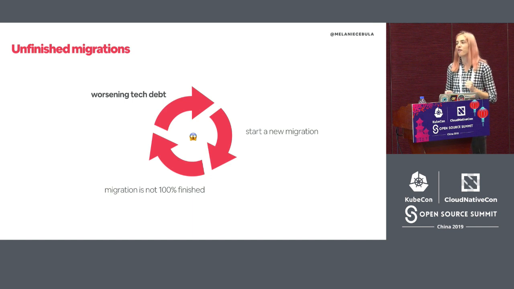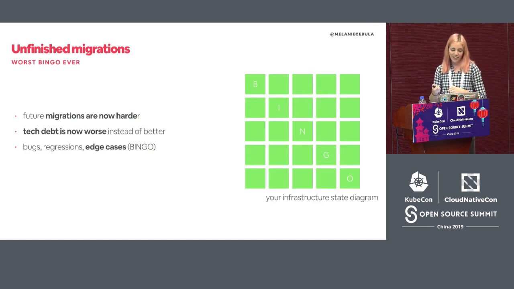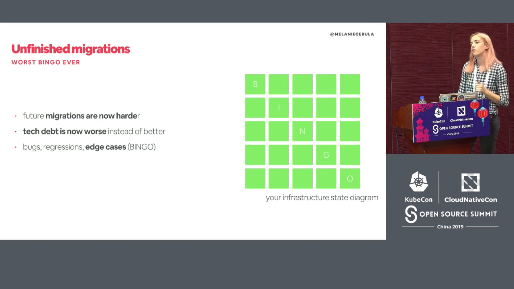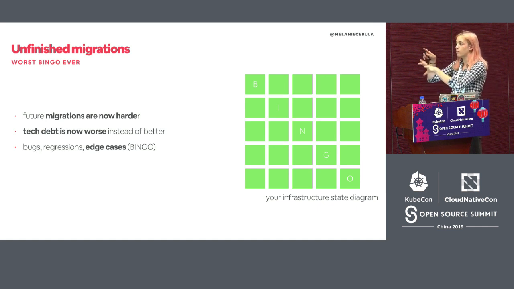And so this is something you really want to be careful of because I kind of also think of it like bingo. So each of these is a different state in your system. So maybe this system is using the old CI, but Kubernetes and the old CD or the new CD, or whatever. It's using all these different things, and so you have a bunch of problems where future migrations are now harder because you're trying to support all these different mixed states. Tech debt is worse because developers aren't really sure what they're using and how to fix certain problems, and mainly there's a bunch of edge cases that you just don't account for.